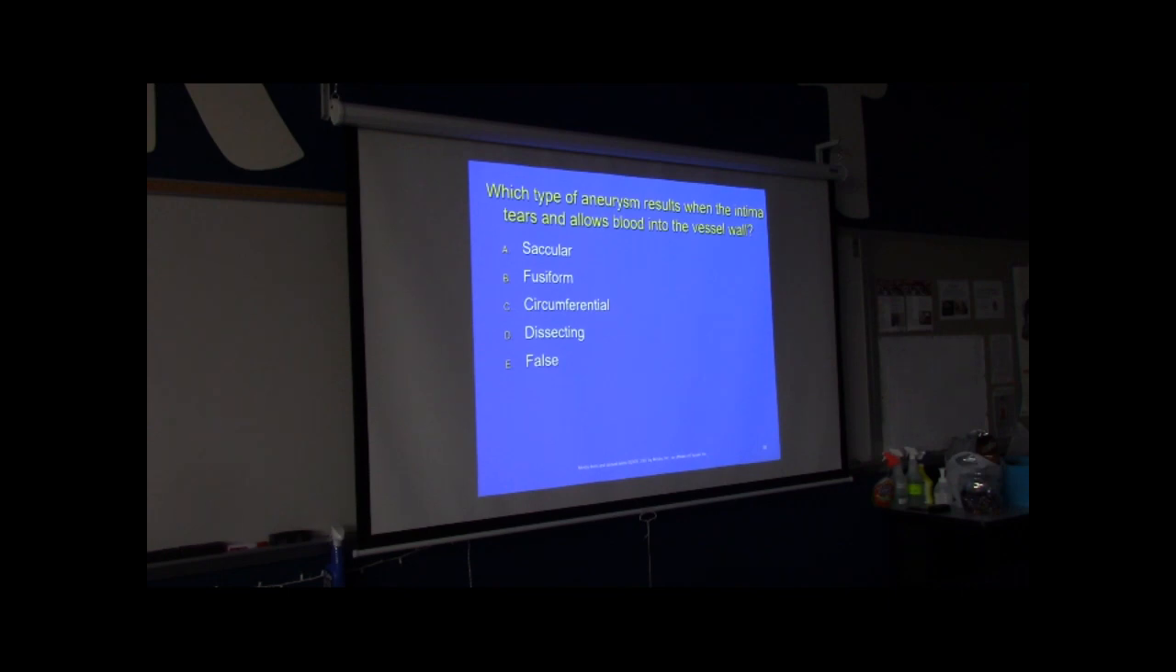Which type of aneurysm results when the intima tears and allows blood into the vessel wall? D. Mia says D. All right. Dissecting. Very good.